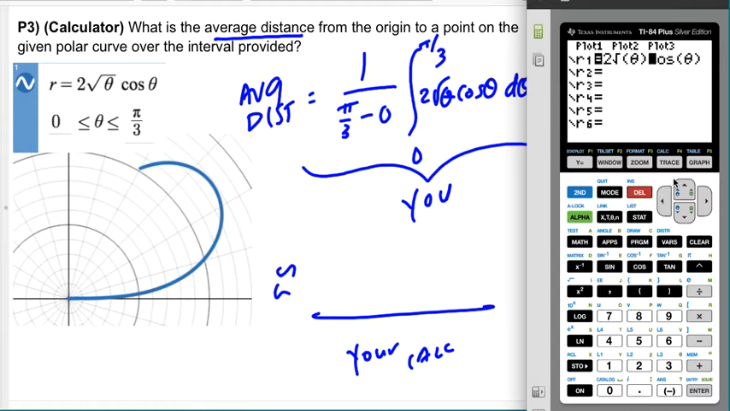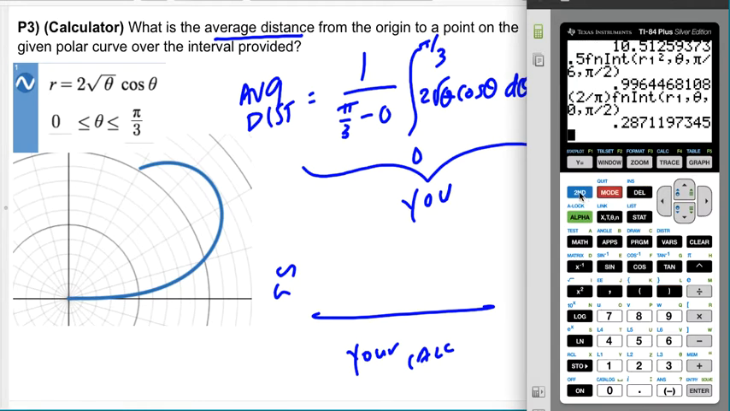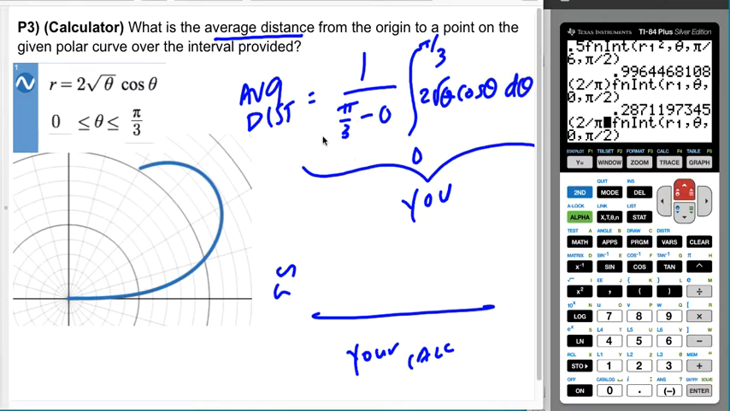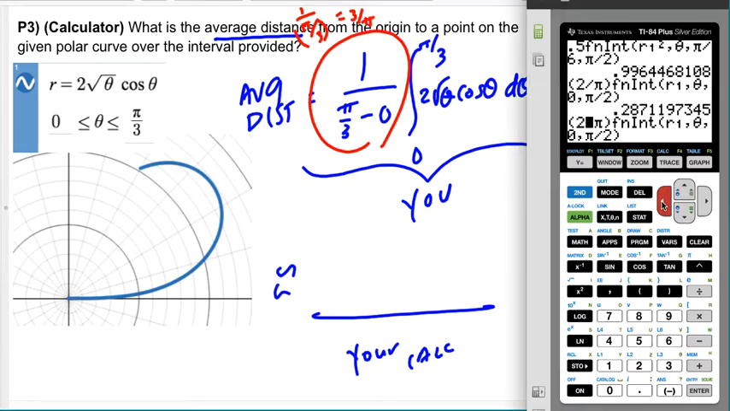Okay, so that looks right. And then I'm going to quit out and I'm going to second enter, and then I can just change. Instead of being a 2 over pi, this is now going to be a 3 over pi, right? Because this piece right here is actually a 1 over a pi over 3, which is a 3 over pi, right? So I'm going to go ahead and change that to a 3, right?